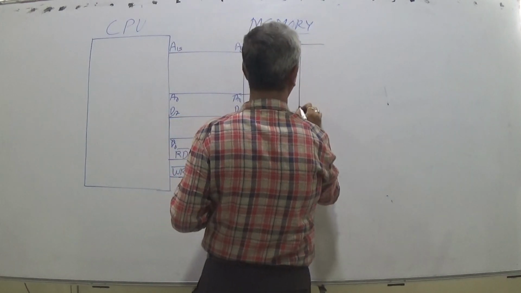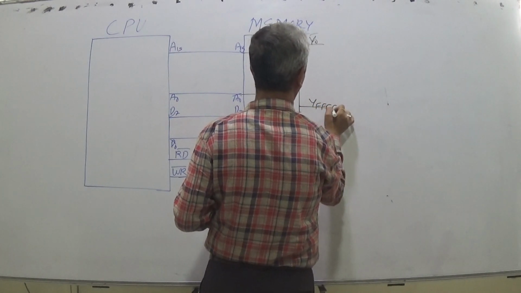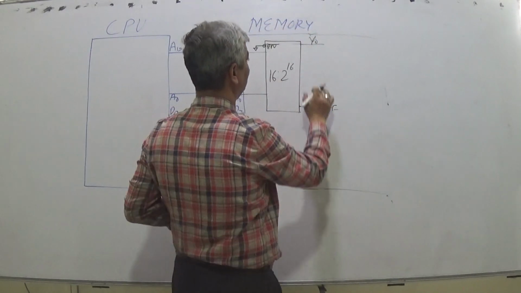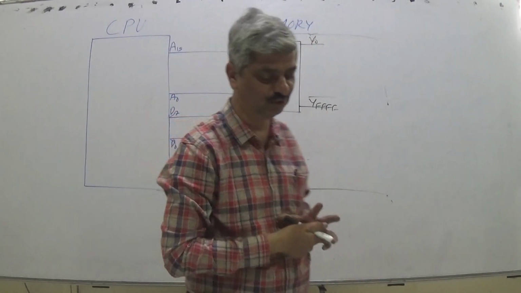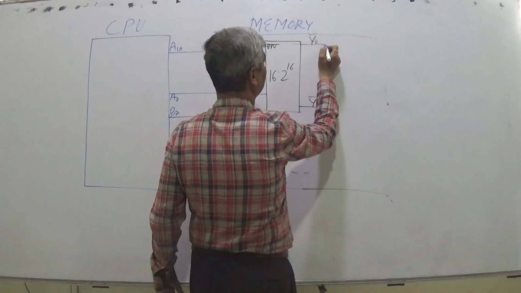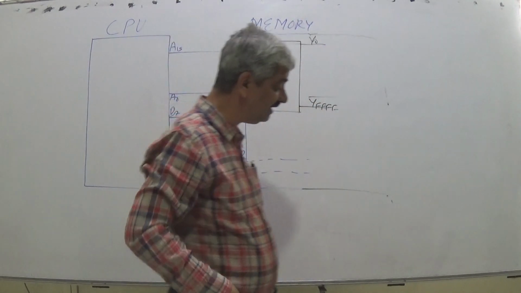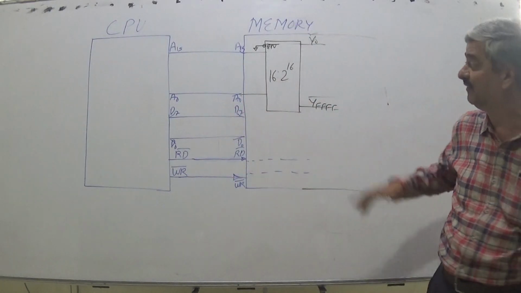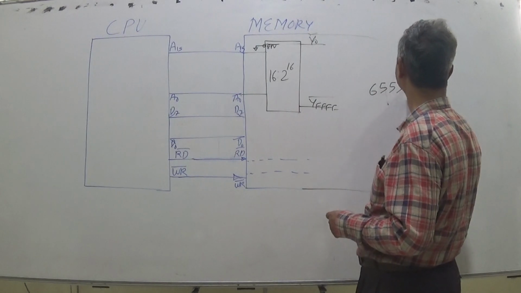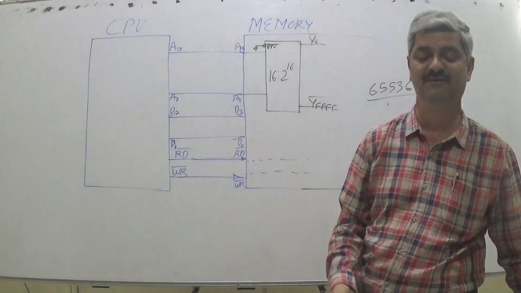And there are Y0 bar to YFFF bar. There are 65,536 output lines. Using each of these output lines, how many single byte memory cells can be interfaced here? Obviously 65536. 65536 single byte locations can be interfaced.